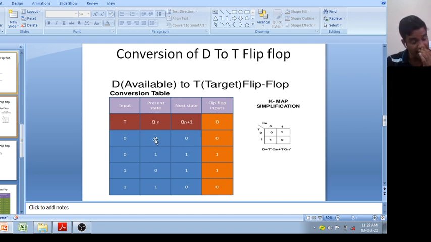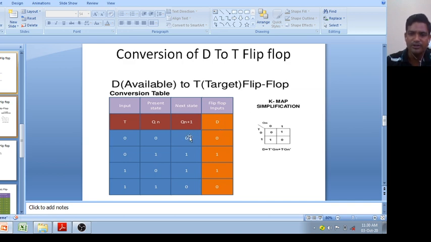Now draw the excitation table of D flip-flop. Okay. This is step number 2, 3 and 4. Now you know Qn plus 1 equal to what? It is D. So D will be Qn plus 1.